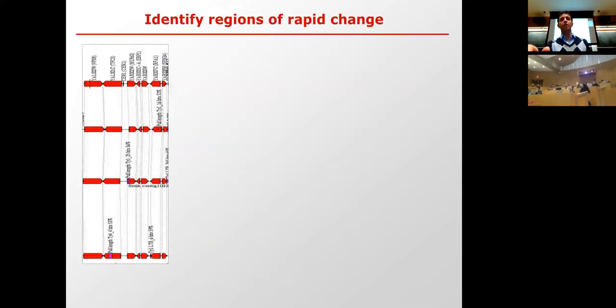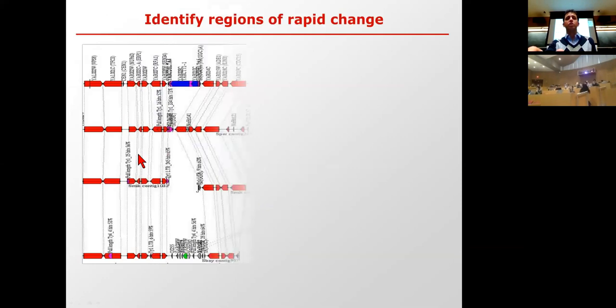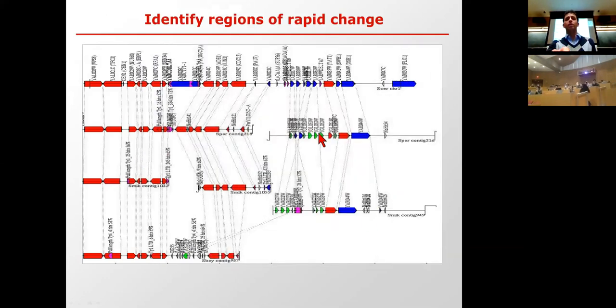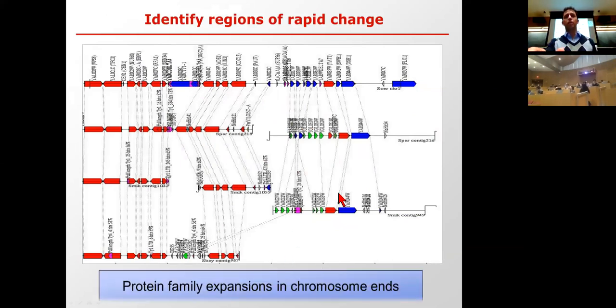But in fact, you find places where these very nice matches completely break down. This is one such example at the end of one of the chromosomes. At the right arm of chromosome 1, you see just a lot more duplications and rearrangements and insertions and so on and so forth. And this was, in fact, found in every arm of every chromosome. And that, in fact, revealed regions of rapid evolution.